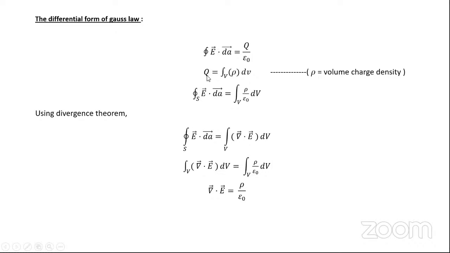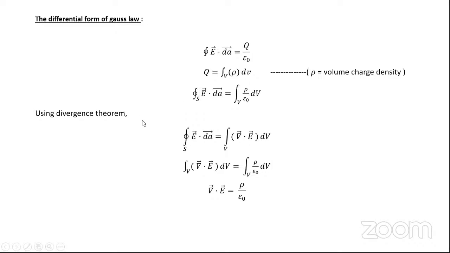So Q, the total charge of that particular object, is equal to the volume integration of rho dV. Now we can substitute for that. So the closed surface integral of E dot dA is equal to the volume integral of rho divided by epsilon dV. Now here we have a volume integration on one side, and a closed surface integral on the other side. So to equate these two, we should transfer this surface integral into a volume integral.